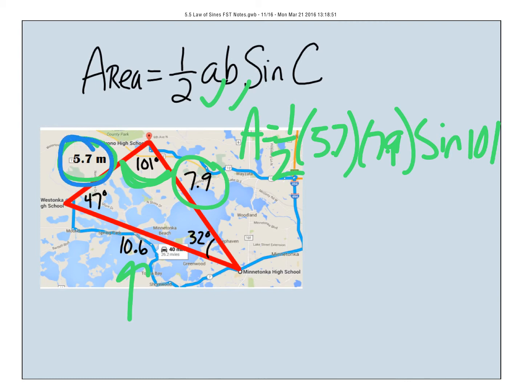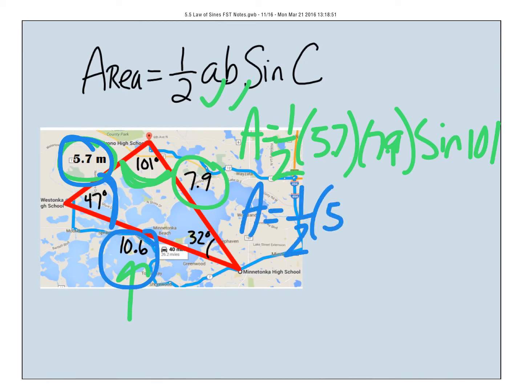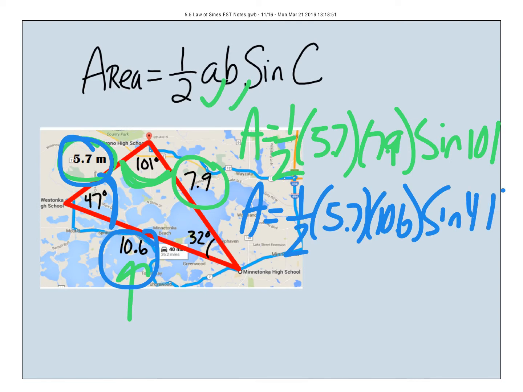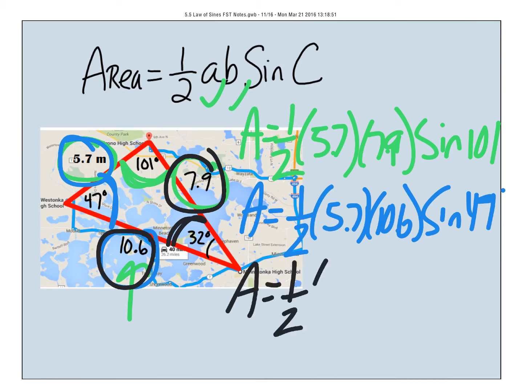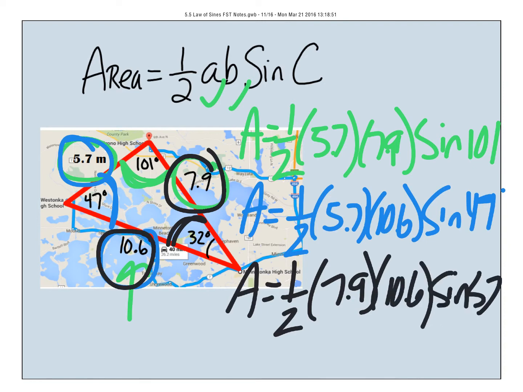However, I could also have chosen to use this side and the angle that one makes. So I could have written 1/2, again 5.7, but this time the 10.6, and then the sine of 47 degrees. The other option I would have had is to use the 7.9, the 10.6, and the angle that one makes. So I could have done 1/2 times 7.9 times 10.6, and then here the sine of 32.